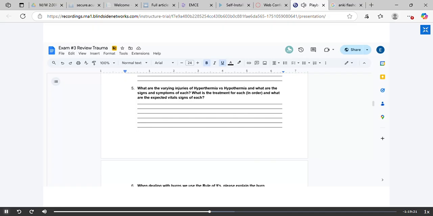Now, we definitely want to be gentle when we're handling our hypothermic patients. We don't want to cause any pain or further injury to the skin, because the skin hasn't had circulation, or proper circulation to it for a while, and so it can break down pretty easily.